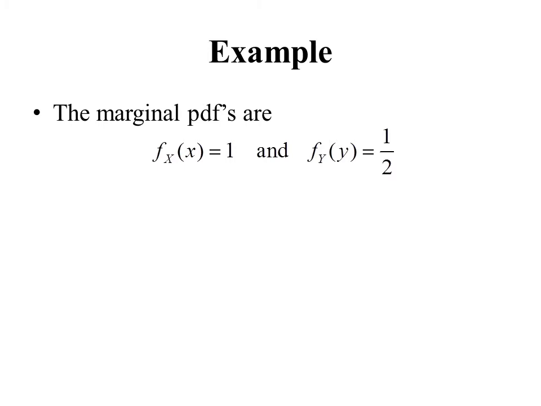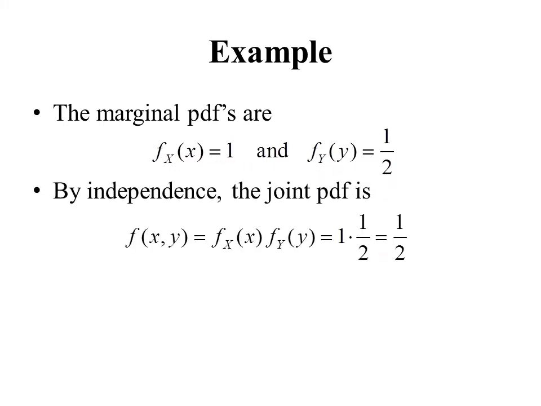Well, remember our marginal PDFs are this. f sub x is 1, f sub y is 1/2. And because these random variables are independent, their joint PDF is just the product of their marginal PDFs. So we're going to take 1 times 1/2, and that equals 1/2. So here, f of x comma y is equal to 1/2. There's our joint PDF. So there we came up with a very, very simple formula for our joint PDF.